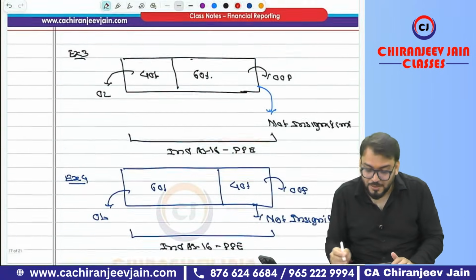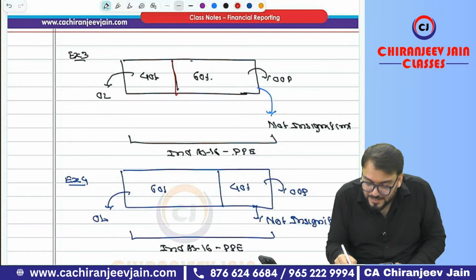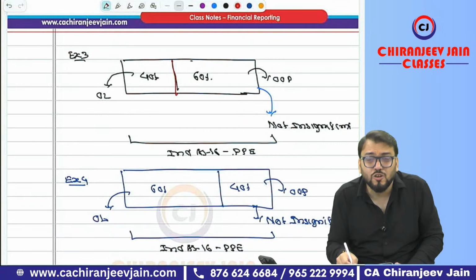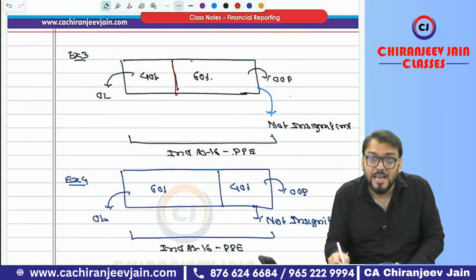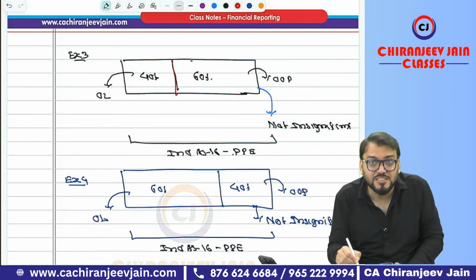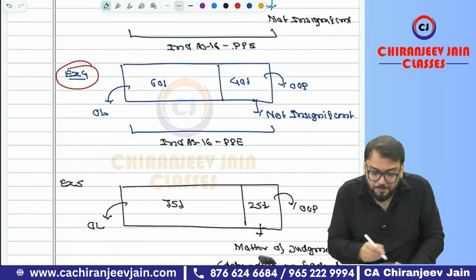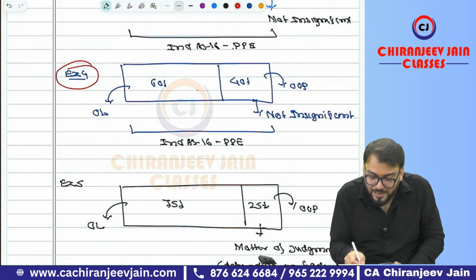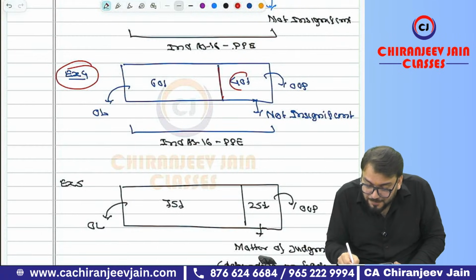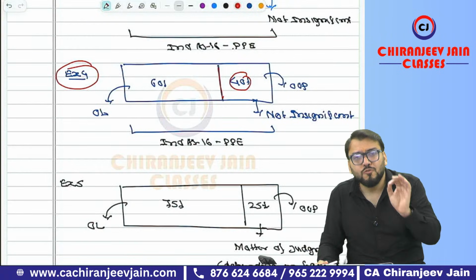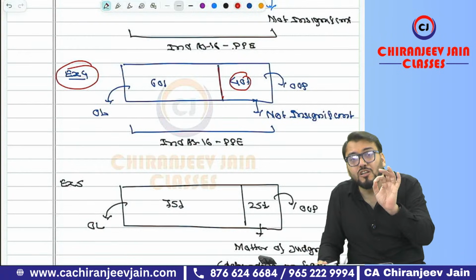Second example. Now you can see 60% is owner occupied property and 40% is operating lease. So can you say in this case the owner occupied portion is not insignificant, and therefore the entire property will be classified as property, plant and equipment. Ind AS 16 will be applicable. Chalega? Yes sir. But now doubt will come for the fourth example. Suppose 40% is the owner occupied portion and 60% is given on operating lease. My question to you: is 40% insignificant or not insignificant?